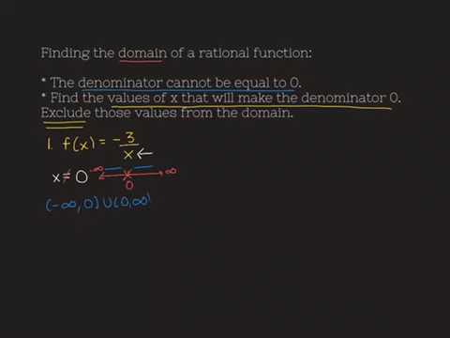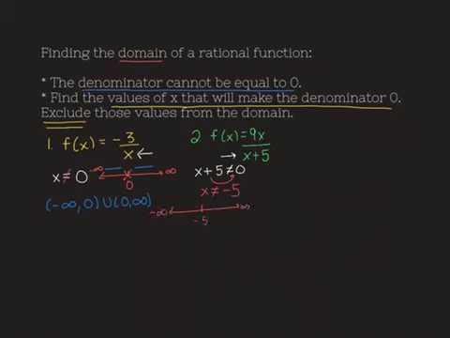Let's look at another one. Let's look at f of x is equal to 9x over x plus 5. Again, all we care about is the denominator. So we know that x plus 5, the whole denominator, cannot be equal to 0. We kind of have an equation we can solve here. If we move the 5 over, this tells us x cannot be equal to negative 5. Again, if we think about this on our number line, here's negative 5, here's negative infinity and infinity, and x can be anything, just not negative 5.